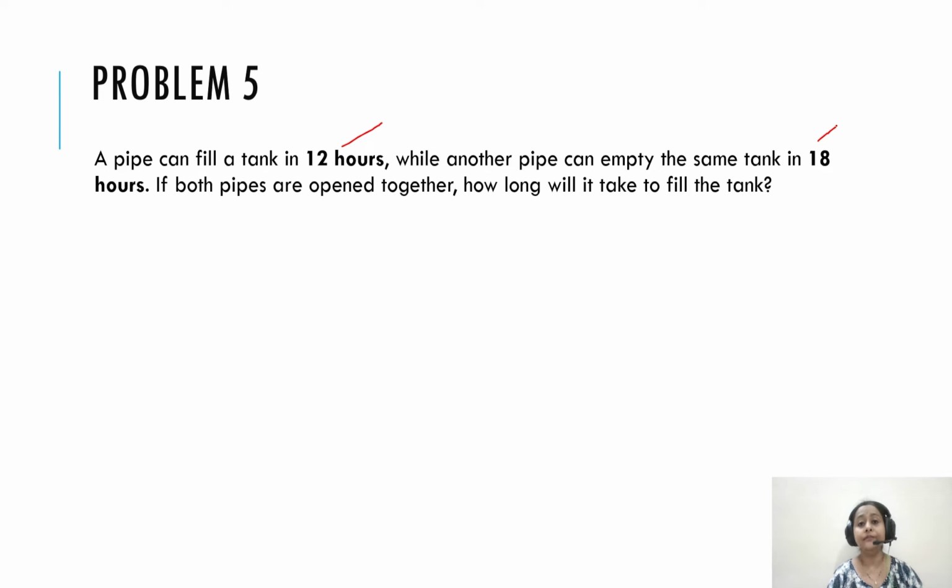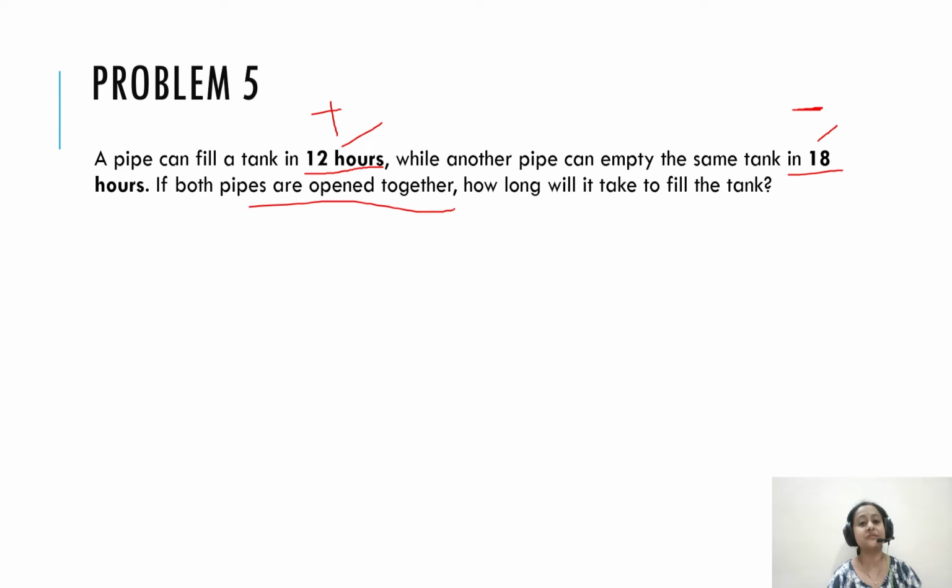If you can recall, while explaining the formula, I told you that the pipe which can fill a tank is called an inlet pipe, and that work is considered a positive work. While the pipe which empties the tank is considered negative work, and it is called an outlet pipe. So here the positive work is done by the pipe which can fill the tank in 12 hours, whereas another pipe can empty the tank in 18 hours, and both the pipes are open together.